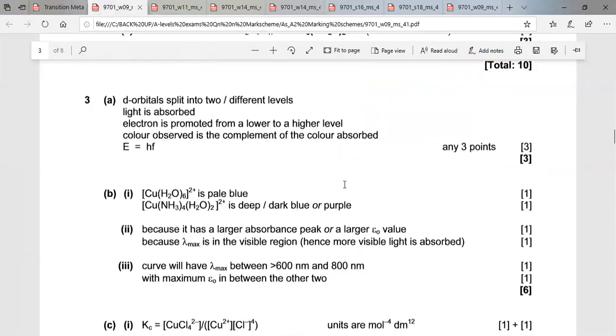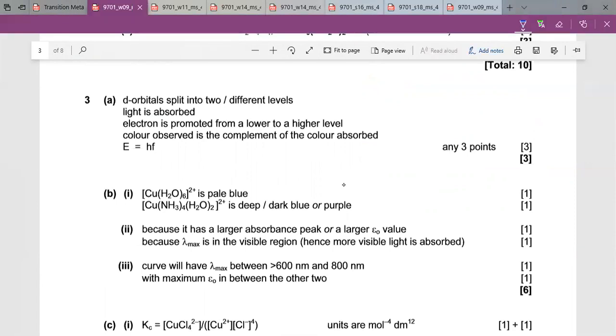Okay, 3 marks, they give you 5 points. Memorize them. Firstly, why? The d orbitals are split into 2 different levels. They will split because why? Because the ligands, the lone pair, approach the octahedral complex and cause repulsion.